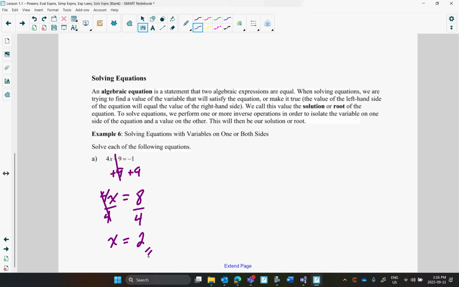How can we check and see if equations are correct? Put the 2 back in here and see if 4 times 2 minus 9 actually works out to -1. It does. So that's the nice thing about checking your work with equations. It's easy to do.